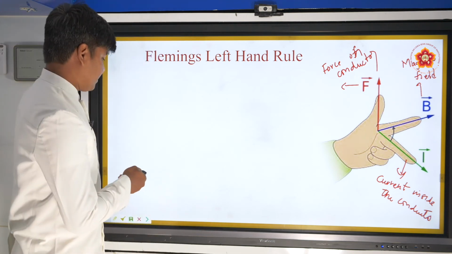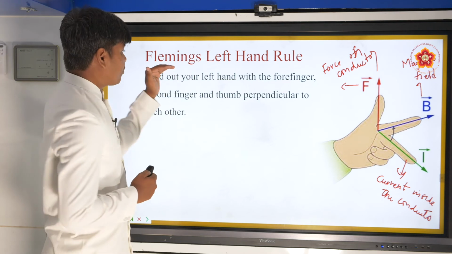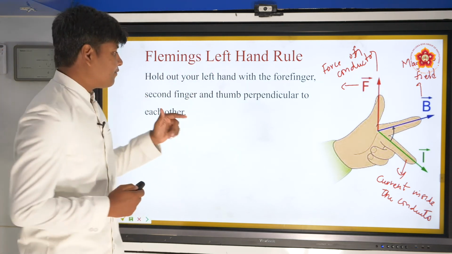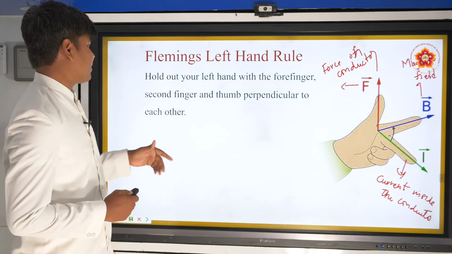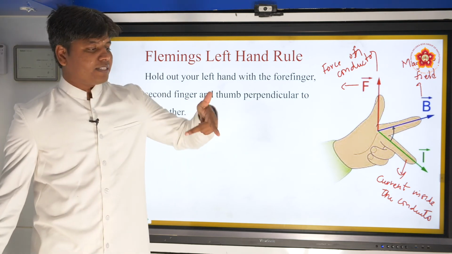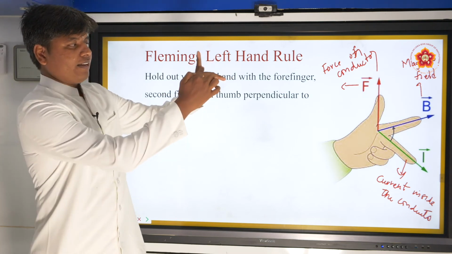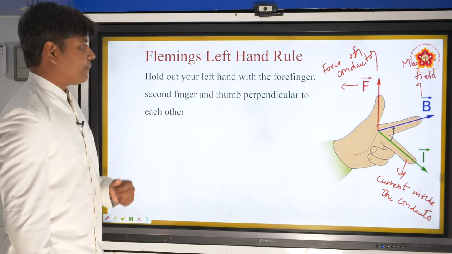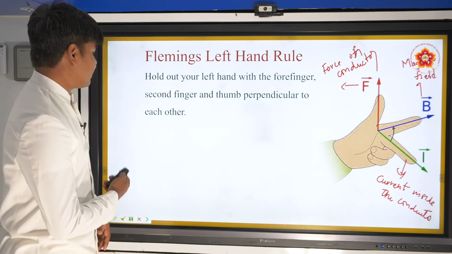Okay, let us see what he wrote. Hold out your left hand. That's why we call it Fleming's left hand rule. You can apply this rule only with your left hand. Hold out your left hand with the forefinger, second finger and thumb perpendicular to each other. Perpendicular means 90 degrees. This is 90, this is 90 and this is 90. All the three fingers are perpendicular to each other. Now let us see what he is telling.